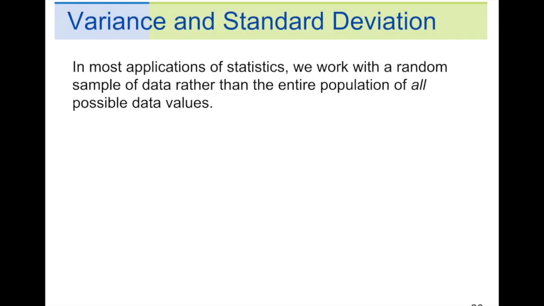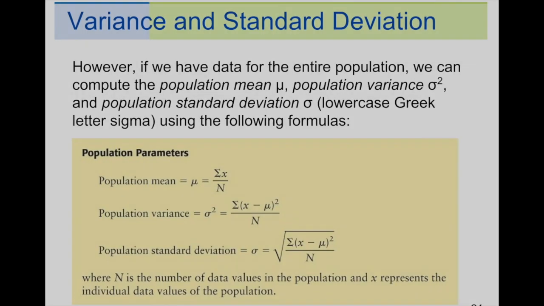In most applications of statistics, we work with a random sample of data rather than an entire population of all possible data values. However, if we have data for the entire population, we can compute the population mean mu.